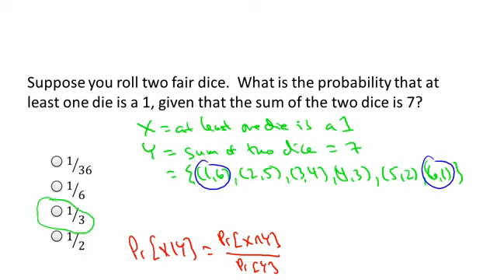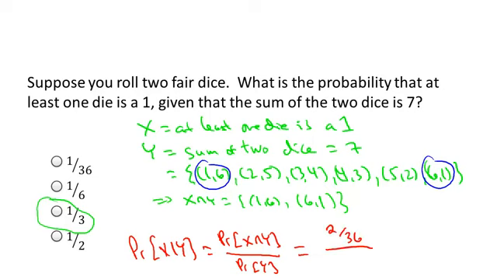Well, X is those where at least one die is 1. So X intersect Y is just going to be the (1,6) and the (6,1). Now, each of the 36 possible outcomes is equally likely, so each one has probability 1 over 36. Since X intersect Y has only 2 outcomes, that gives us 2 over 36 in the numerator. Since Y has 6 outcomes, that gives us 6 over 36 in the denominator. When you cancel everything out, you're left with 1/3.